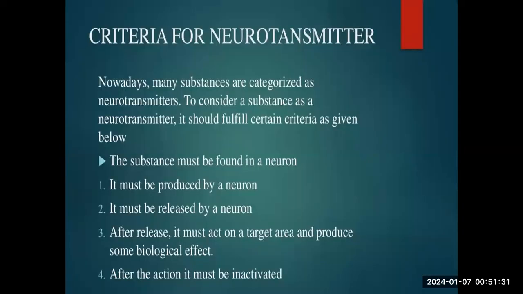So, the criteria for neurotransmitters. Nowadays, many substances are categorized as neurotransmitters. To consider a substance a neurotransmitter, it should fulfill certain criteria. The substance must be found in a neuron. This is the first condition. It must be produced by a neuron. It must be released by a neuron. After release, it must act on a target area and produce some biological effect. And finally, after the action, it must be inactivated.